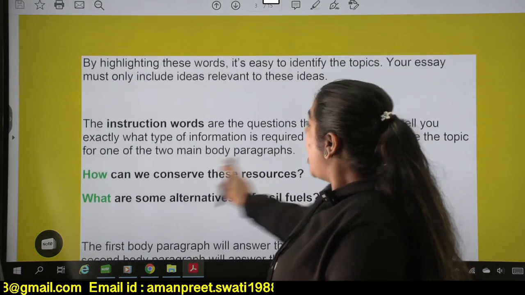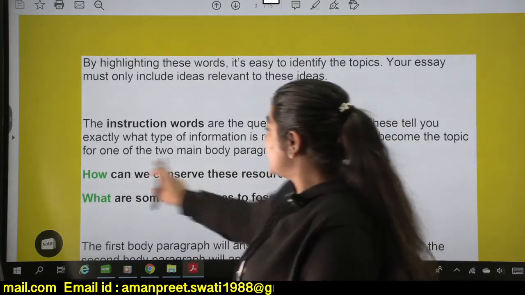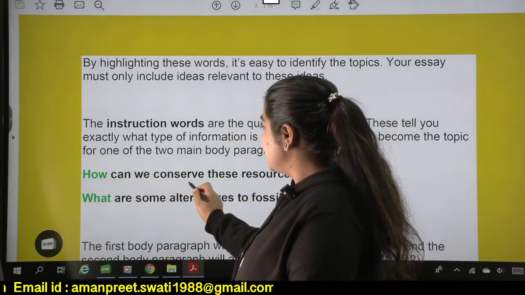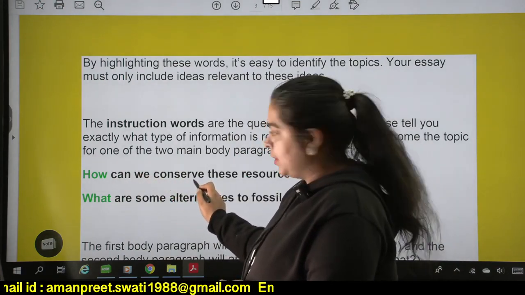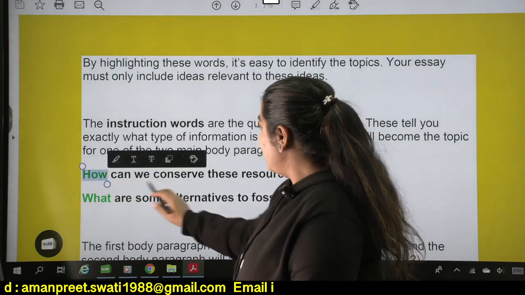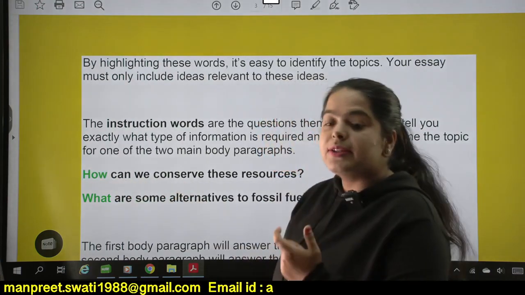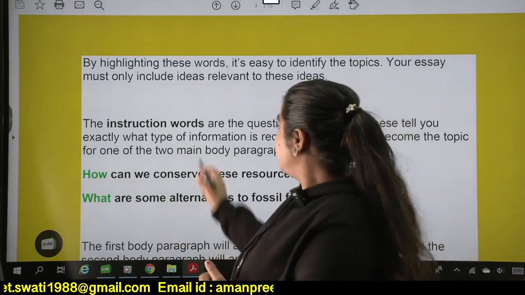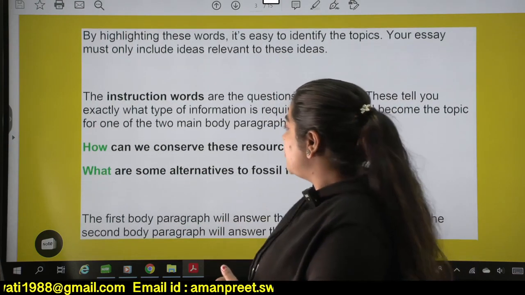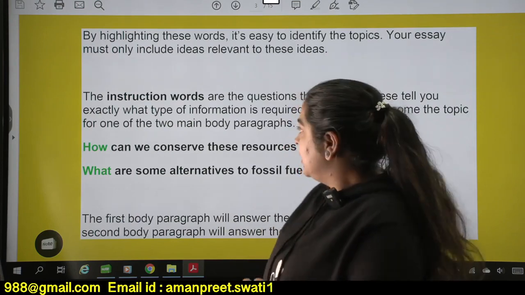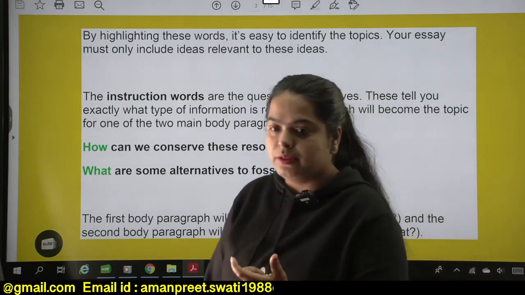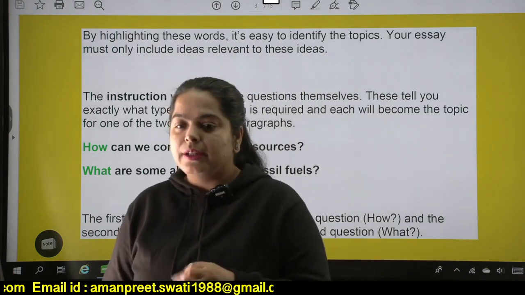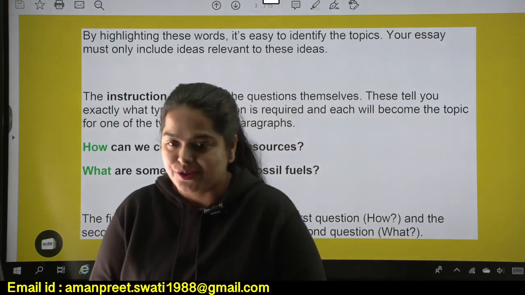For example, how can we conserve these resources? How is the instruction word, associated with conserve, right? Instruction keyword is how, and this conserve is your other keyword, right? So what are some alternatives to fossil fuels? What is your instruction. Right? So that means how, what, when. These are the instructions.